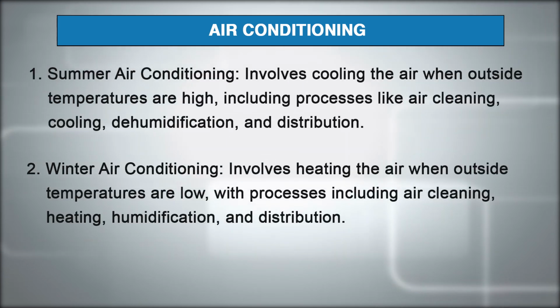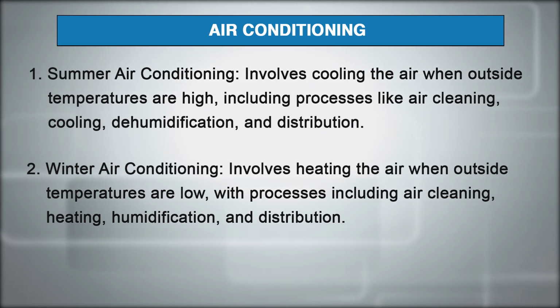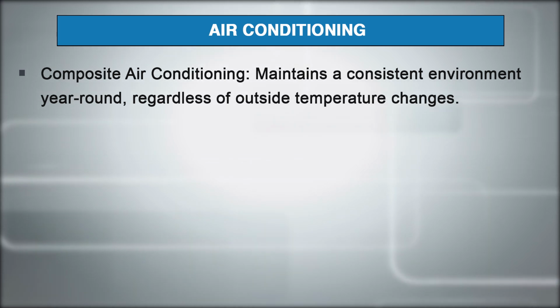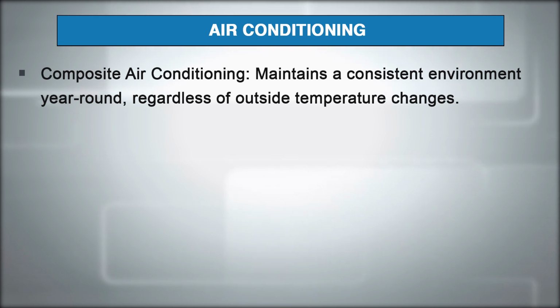Based on seasonal or temperature considerations, air conditioning can be classified as summer air conditioning or winter air conditioning, where summer air conditioning involves cooling the air when outside temperatures are high, including processes like air cleaning, cooling, dehumidification and distribution. Winter air conditioning involves heating the air when outside temperatures are low, with processes including air cleaning, heating, humidification and distribution. Composite air conditioning maintains a consistent environment year round regardless of outside temperature changes.